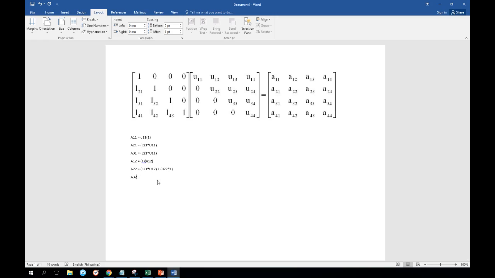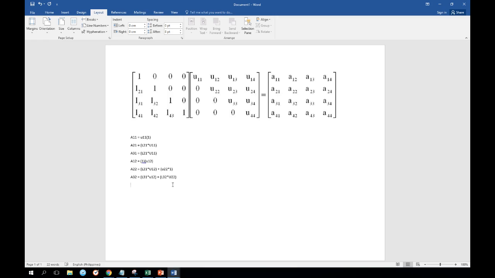So let's go to A32. For the A32, you have to multiply the third row by the second column. So that's L31 multiplied by U12, plus L32 multiplied by U22. We're using parentheses so that you would see the difference as we do the multiplication and the summation as well.